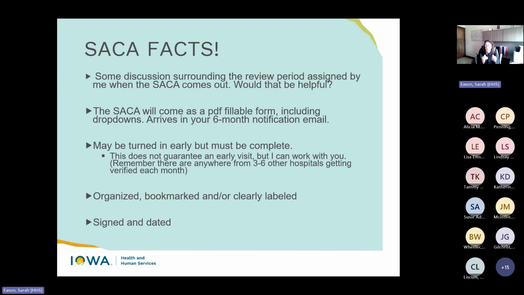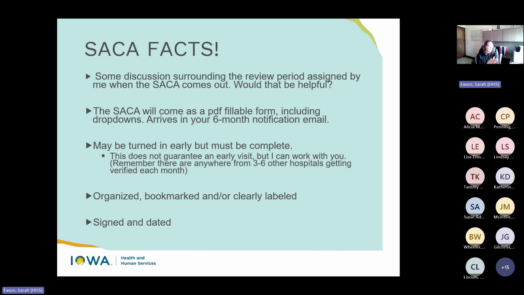And I will take ownership of that on behalf of the state, because we want a secure uploadable platform for all of you just to put files in. We do not have that yet. So we are still stuck in the days of emailing large files. Just organize them the best that you can, and make sure you're letting me know how many emails I can expect from you when you're submitting your SACAs and your supporting documents.